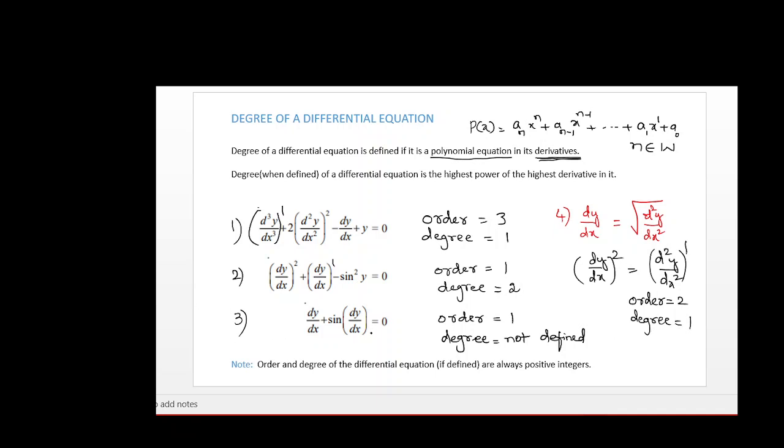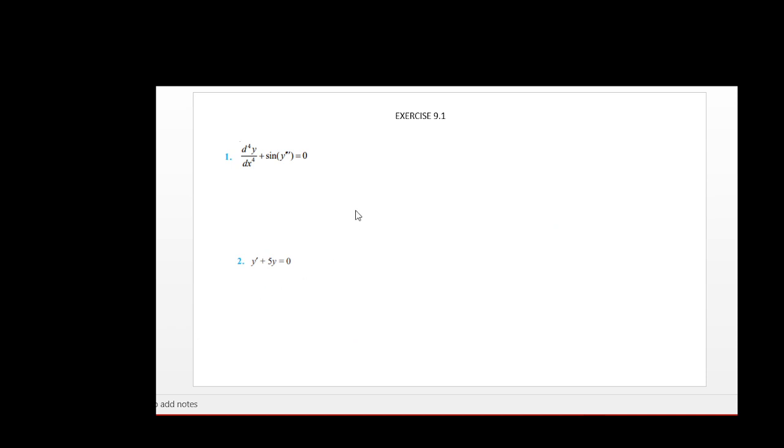So let us go with the exercise problems from the NCERT textbook so that the order and degree of the differential equation topic will be even more clear. So the first exercise is here. In all these cases, you are going to find the order and degree of the differential equation. Find the order and degree of the differential equation for the following questions.